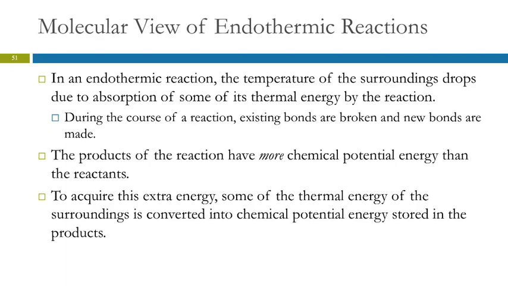An endothermic reaction is the opposite. Here, an endothermic reaction causes the temperature of the surroundings to go down because it's sucking thermal energy out of the surroundings. Where does the thermal energy go? It goes into the chemicals, the reactants. It gets stored as chemical energy in the products. So the products have more chemical energy than the reactants did. Again, existing bonds are being broken and new bonds are being made. Here, breaking the bonds requires more energy than what is released when the new bonds form.